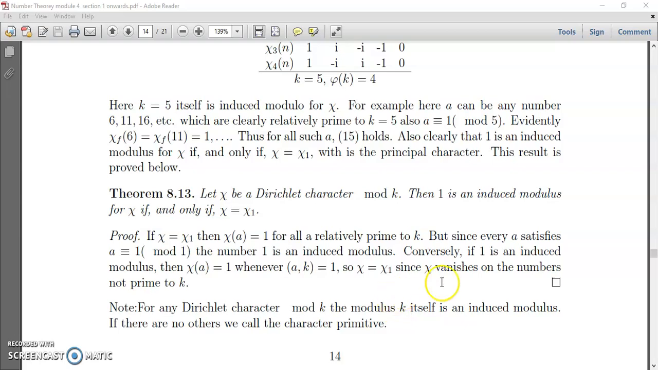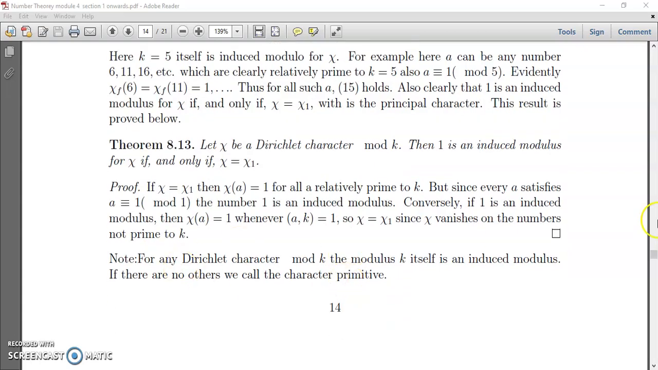So that is why we have to say that chi is equal to chi1, since chi vanishes on the numbers not prime to k. Thus we come to a note that for any Dirichlet character mod k, the modulus k itself is an induced modulus, that we have seen in an example also. If there are no other induced moduli, we call that character primitive.